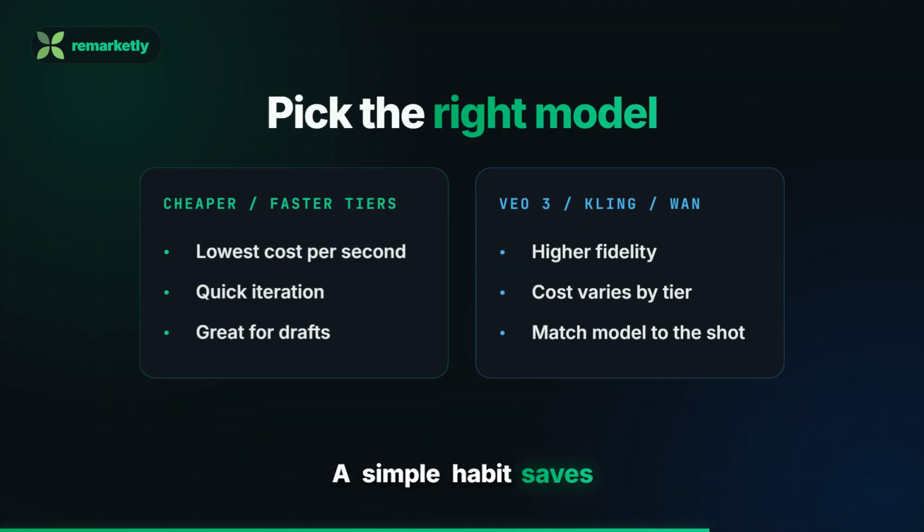A simple habit saves money. Draft with a cheaper, faster tier, then pick a higher fidelity model like full VO3, Kling, or Wan when the shot calls for it. Prices vary across these, so check each model page.